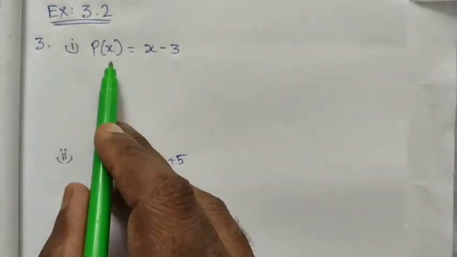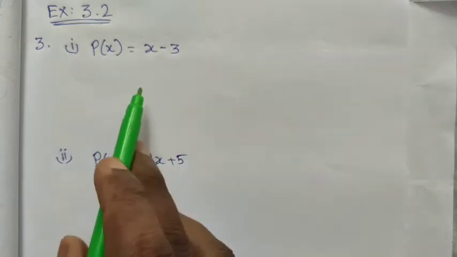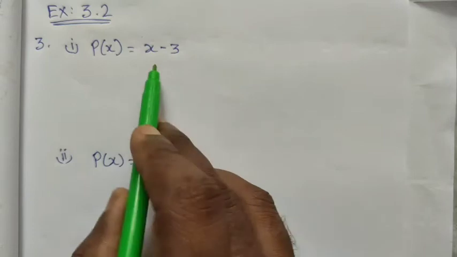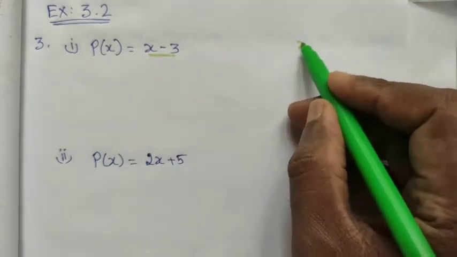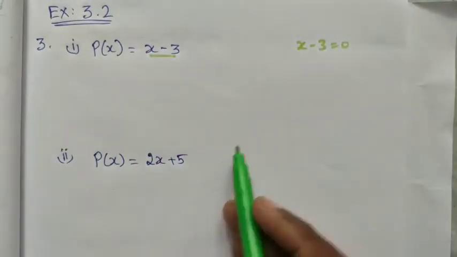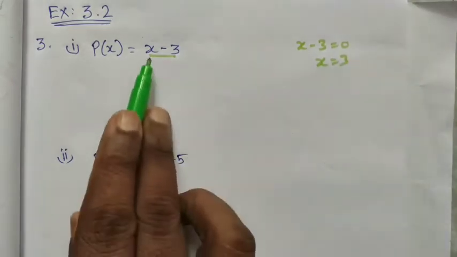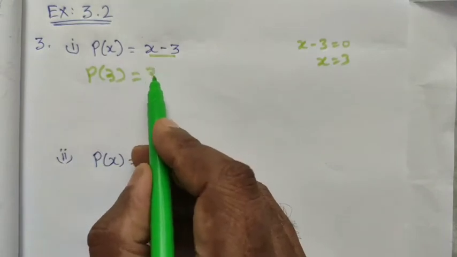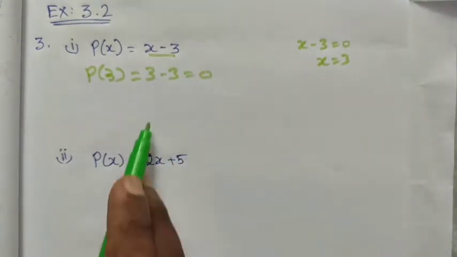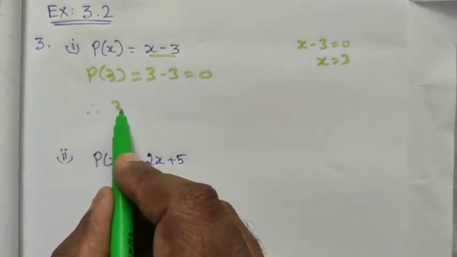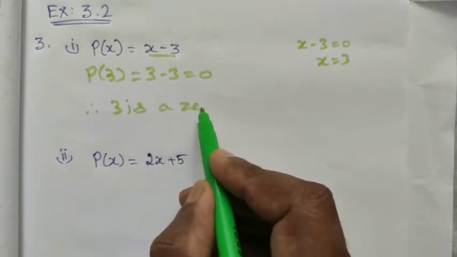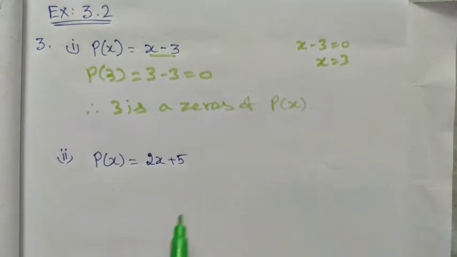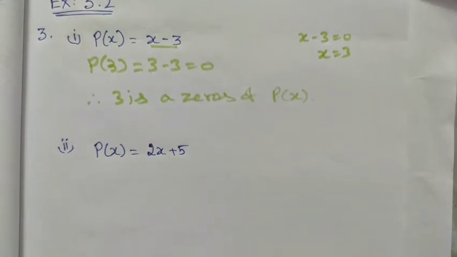Here we want to prove that p of x equals 0, meaning for what value of x the polynomial is equal to 0. From this we can find out the zero of the polynomial. Put it equal to 0, then x is equal to 3. Then p of x is equal to, in the place of x I put 3, 3 minus 3 equal to 0. So therefore 3 is a zero of p of x. Either we can write polynomial or p of x.